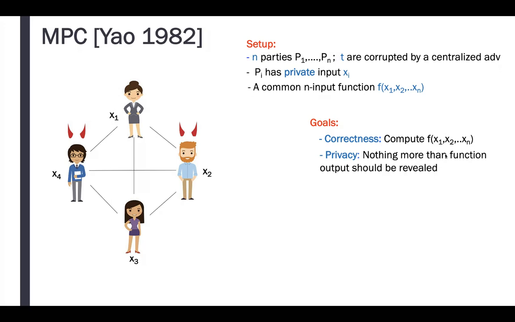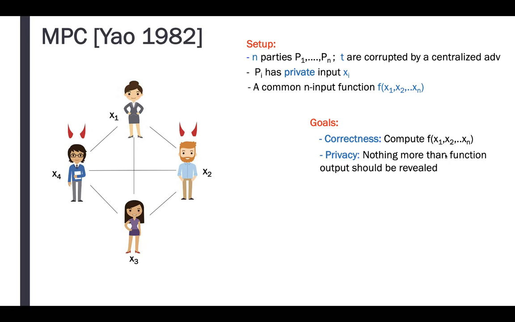And now there is a centralized adversary, the bad guy in cryptography. It corrupts t out of those parties, and the ones which are not corrupted by the adversary have absolutely no clue about who is corrupt. So the identities of the corrupt parties are not known. Now, every party Pi has a private input xi, and the common goal of all the n parties is to compute an n-input function f on their private inputs, x1 to xn.